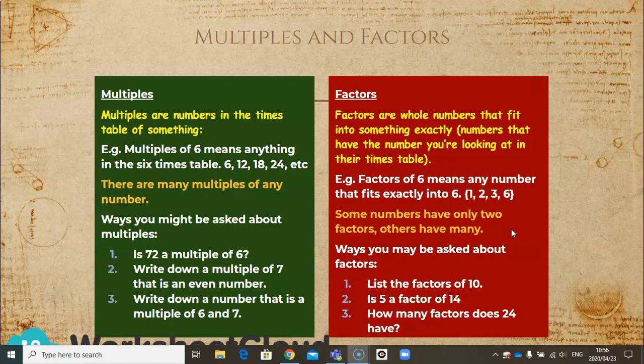You might be asked, is 5 a factor of 14? So asking if 5 fits exactly into 14. Nope. You might be asked, how many factors does 24 have? So then you'd have to work out how many there were and count them. So if I was asked, how many factors does 6 have? Then the answer would be 4, because 4 separate numbers fit exactly into 6.